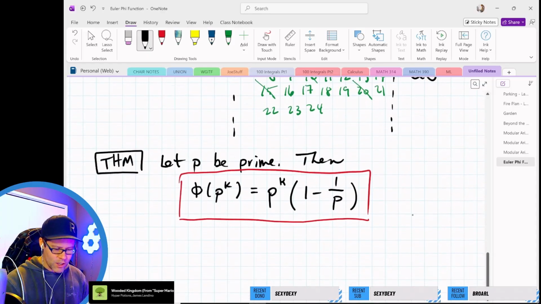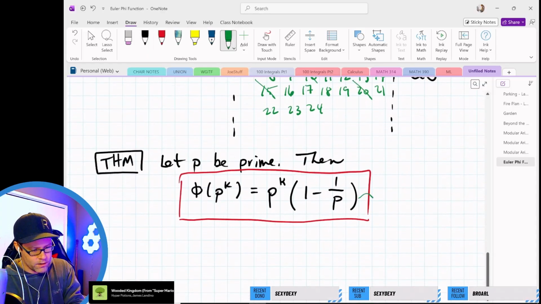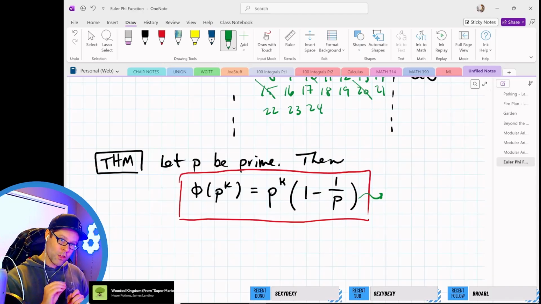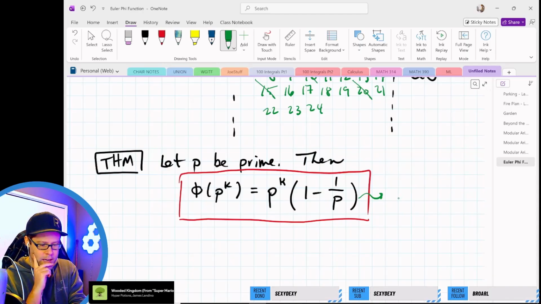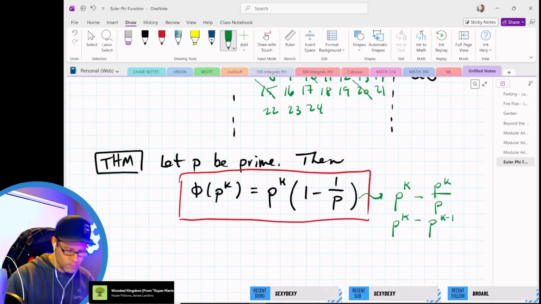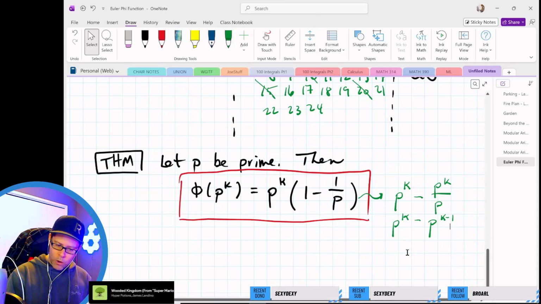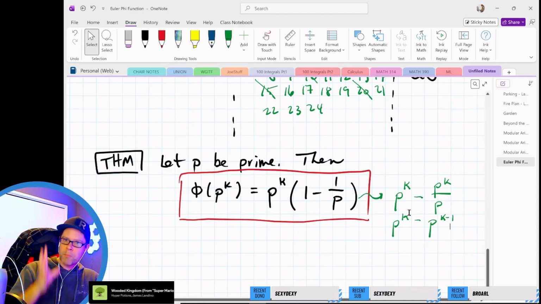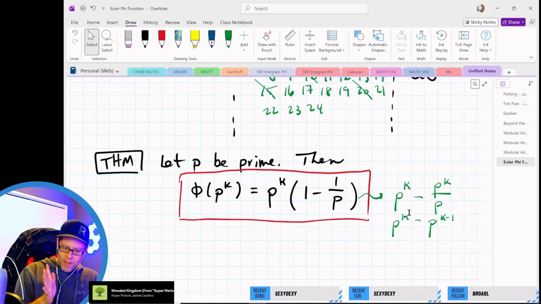Now notice it looks a little bit weird, but what happens if we distribute this? If we distribute p to the k through the brackets, what do we get? We get p to the k minus p to the k over p. Or in other words, we get p to the k minus p to the k minus 1. So that gives me some insight into how we're thinking about creating this Euler Phi number. We're starting with p to the k, which is like all of the positive integers up to that number we're working with. And then we're subtracting off p to the k minus 1.